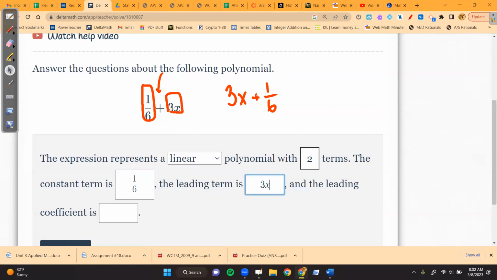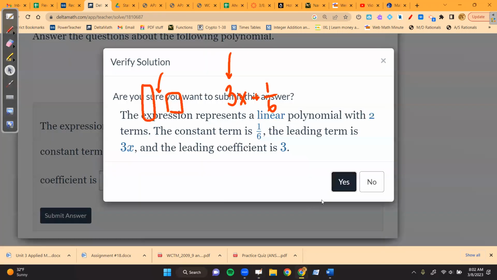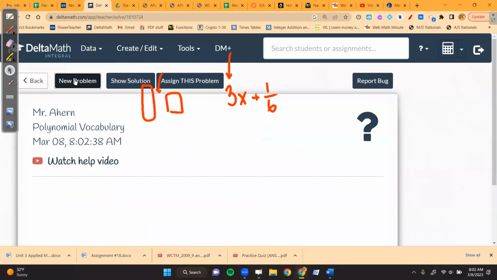And the leading coefficient, do you remember what I said earlier? The coefficient is the 3. So the number in front is called the coefficient. And if it's the coefficient of the first term, then we call it the leading coefficient. So we would say that the leading coefficient is 3. So that's one example of a type of problem that you're going to see.